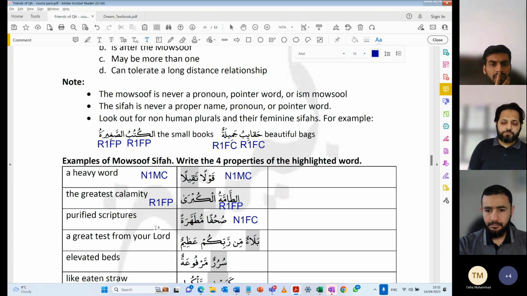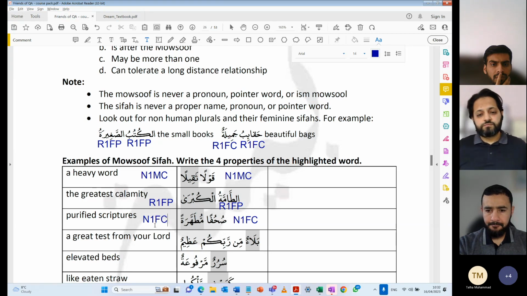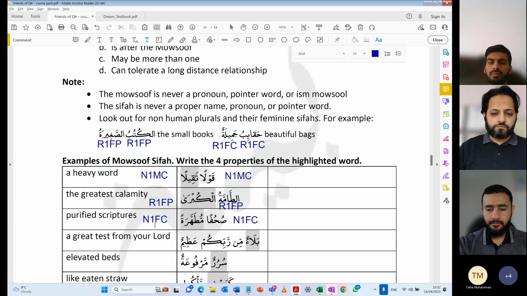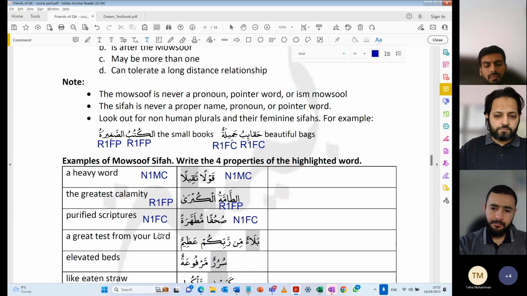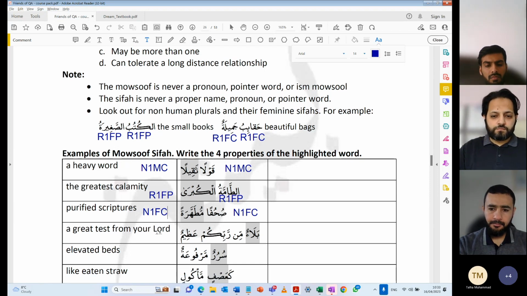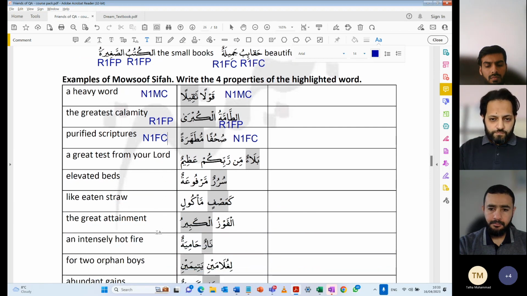Mutahharatun means purified, as you see in the translation as well. So it's going to be nasab, singular, feminine, common. Purified scriptures. Okay. All right.